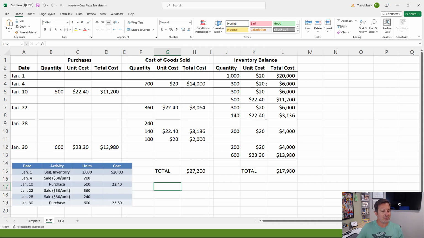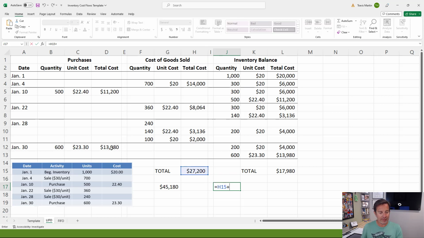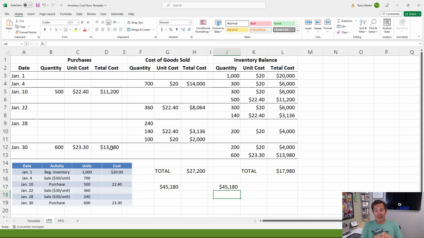The inventory cost. We began with 20,000. We bought 11,200 and 13,980. Add all those up: 45,180 allocated between cost of goods sold and inventory balance. 45,180. So again, those numbers match up. We're taking that total amount we paid and splitting it up between what was sold and what still remains in inventory. All right, that's it. That's LIFO, how we work through that.